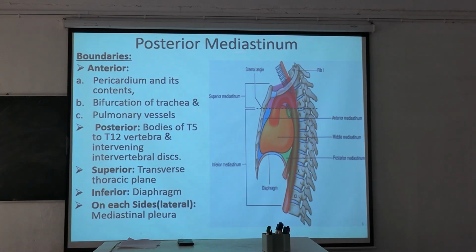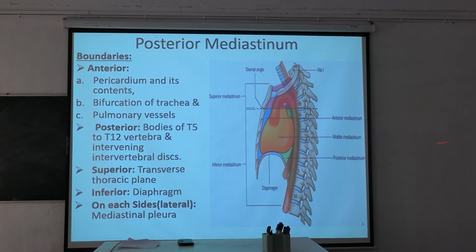Next we go to the posterior mediastinum. See, this green colored portion is the posterior mediastinum, posterior to the heart. So boundaries: the anterior boundary is formed by the pericardium and its contents, bifurcation of the trachea and pulmonary vessels. These are the anterior boundary.